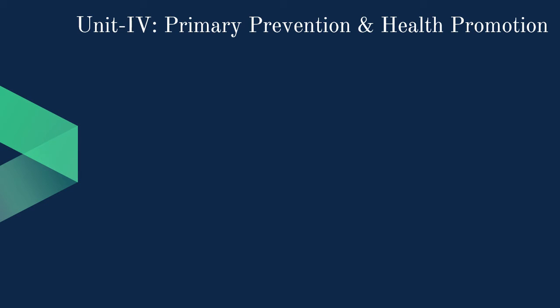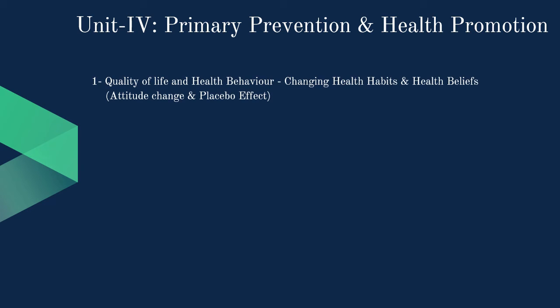Lastly, the fourth unit is based on primary prevention and health promotion. In this, the first point is on quality of life and health behavior, wherein we are going to study the concept of quality of life and what adequate behaviors one must practice towards a healthy being. Here we will see changing health habits and health beliefs, attitude change and placebo effect.